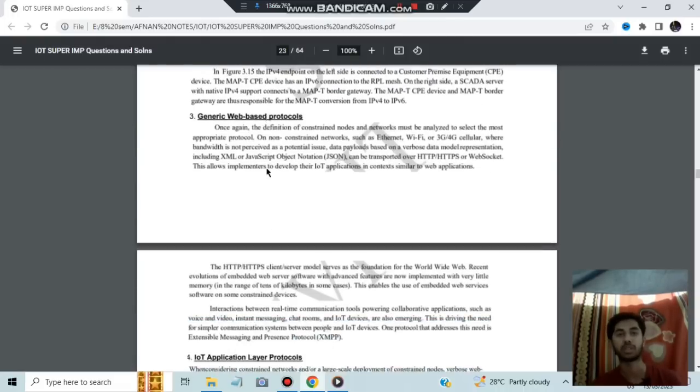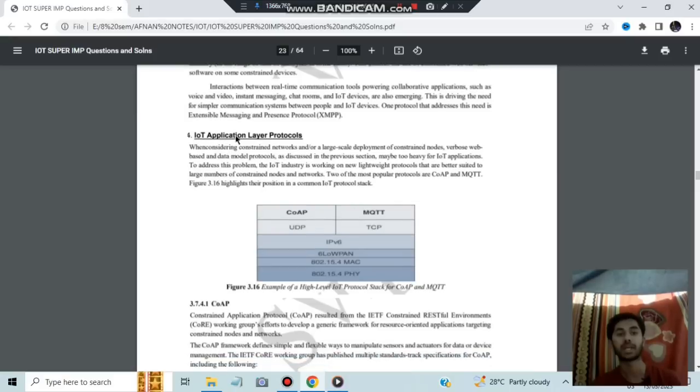Web-based protocols. And the last one is the IoT application layer protocols. Here we'll be having two things: CoAP and MQTT. CoAP uses UDP. UDP means you'll be just transferring without checking whether it is transferring securely or not. MQTT uses TCP, the Transmission Control Protocol, which has a better algorithm. It will transfer slowly, but in a secure manner. Based on the requirement, we'll choose either this one or this one.